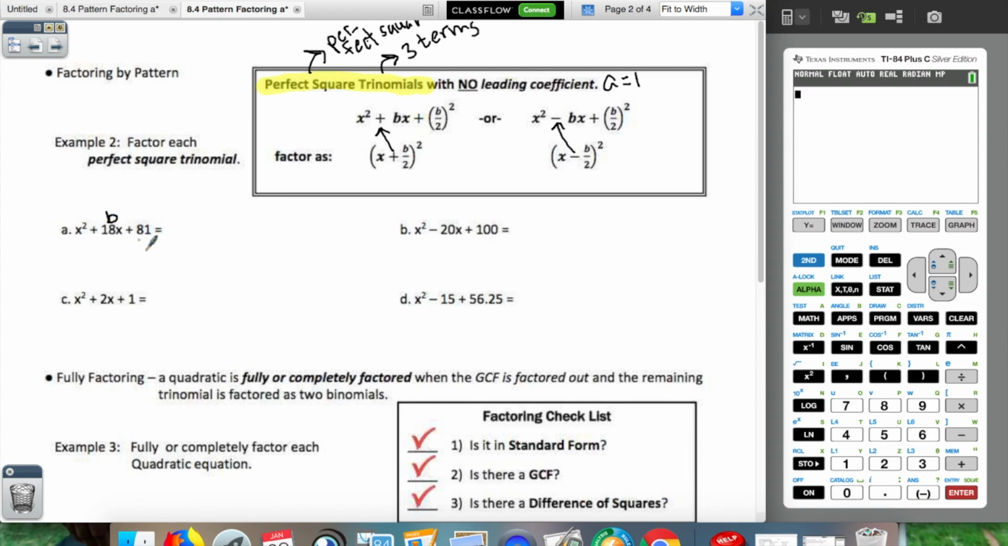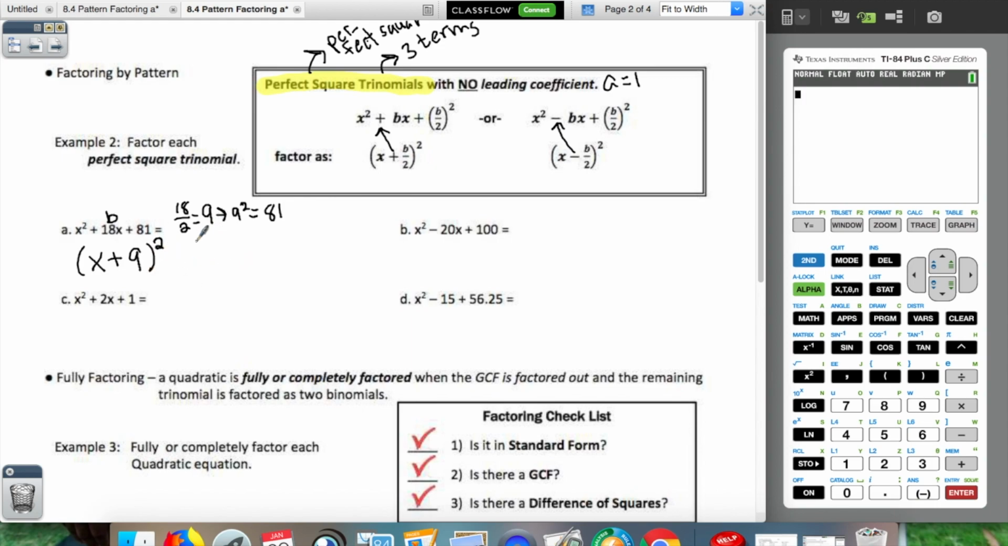So b is definitely 18. We want to see what half of b is. So what's 18 divided by 2? Well, that is 9. So now I want to make sure that 9 squared is actually 81. So what is 9 squared? Well, that is 81. So since c is half of b squared, then we can work this. So we'll just do a parentheses, x. What's the sign in the middle? Positive, and then we'll use that half of b, which would be 9. And all of that squared.